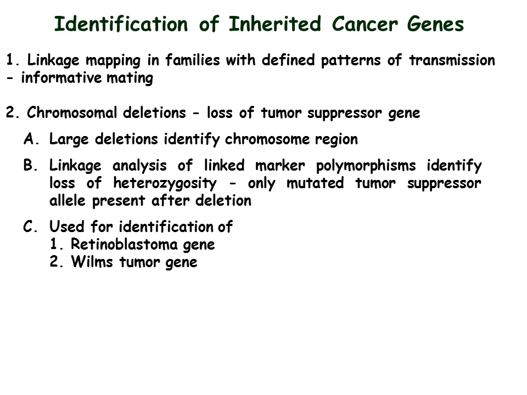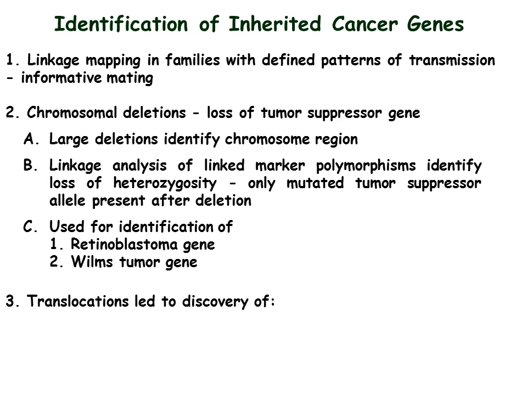Then you would try to do linkage analysis with markers and identify the loss of heterozygosity, because only the mutated tumor suppressor allele is present after the deletion. And we used this to identify the retinoblastoma gene and the Wilms tumor gene, and it took us a long time to find those.